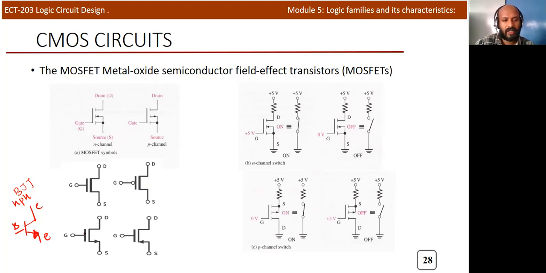To indicate the similar symbol in a MOSFET, we are using another representation. Here you can see the gate terminal, drain, source, and here you can see the arrow mark, which is similar to the NPN transistor.